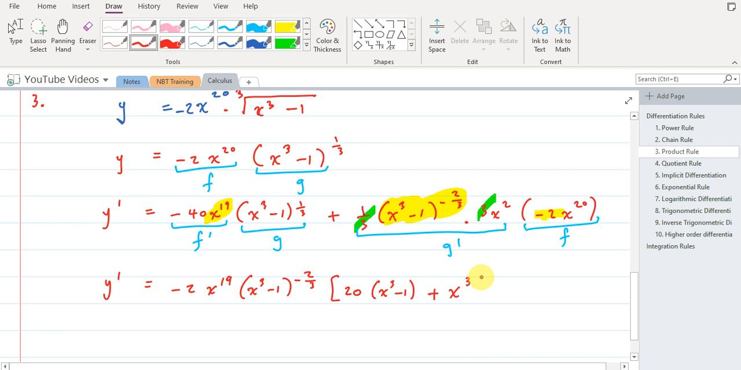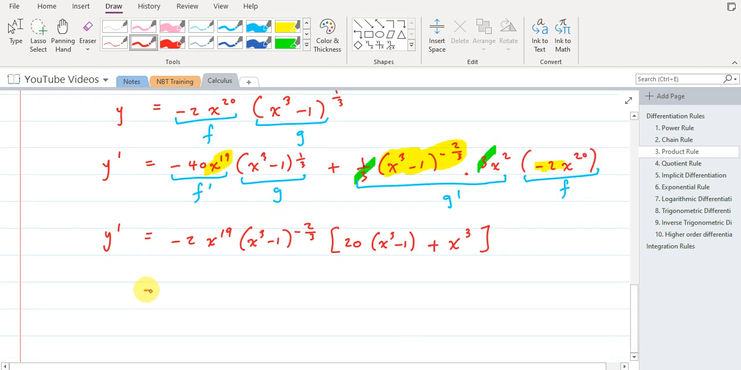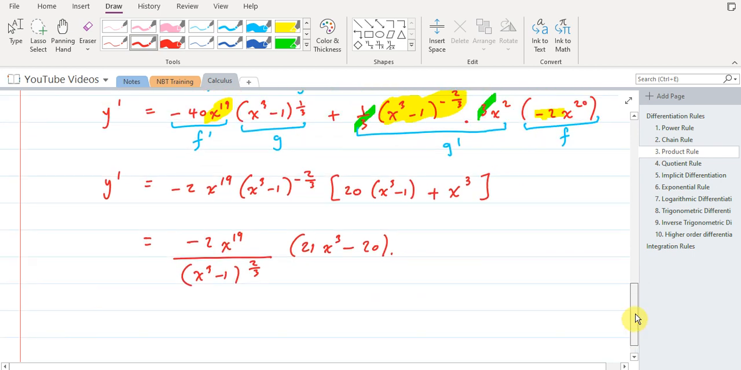So that's it. What's my final answer? We're getting minus 2 x to the power 19. I can take this and write it as a positive exponent, which is x cubed minus 1 to the power 2/3. What about here? We got 20x cubed plus x cubed, which is 21x cubed, minus 20. So 21x cubed minus 20, and that should be your final answer.